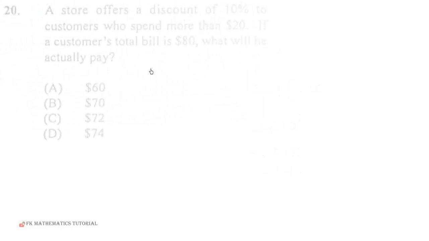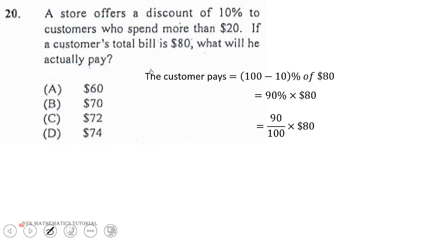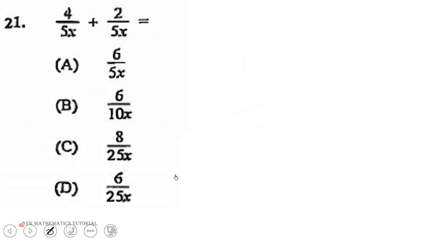Question 20. A store offers a discount of 10% to customers who spend more than $20. If a customer's total bill is $80, what will he actually pay? So the customer pays 100 minus 10%, which is 90 over 100 times 80, equal to 9 times 8, and that will be $72.